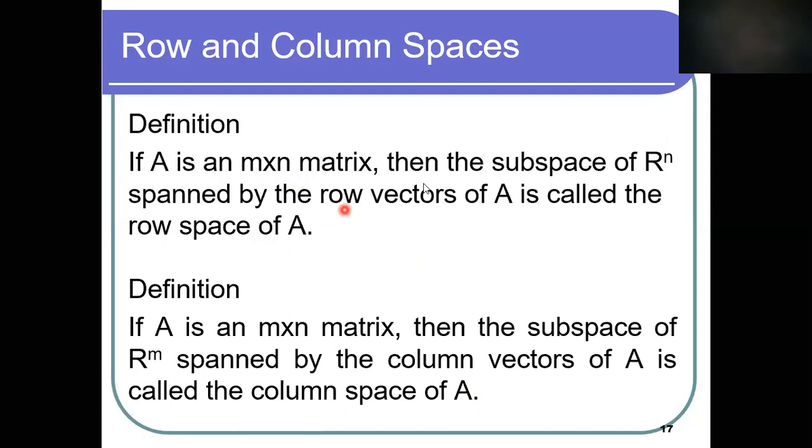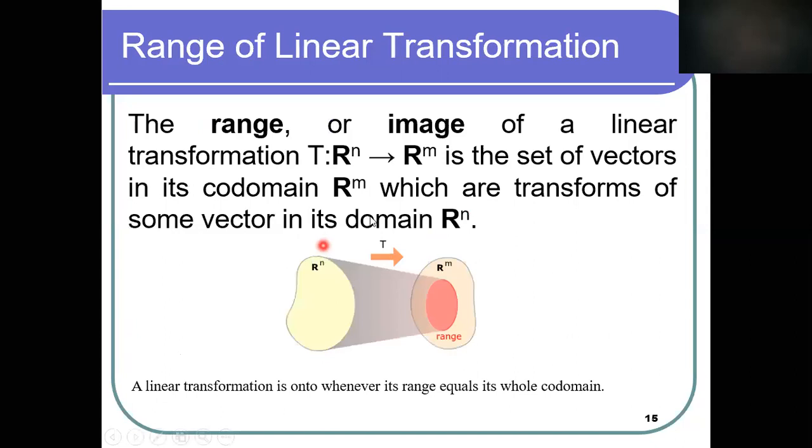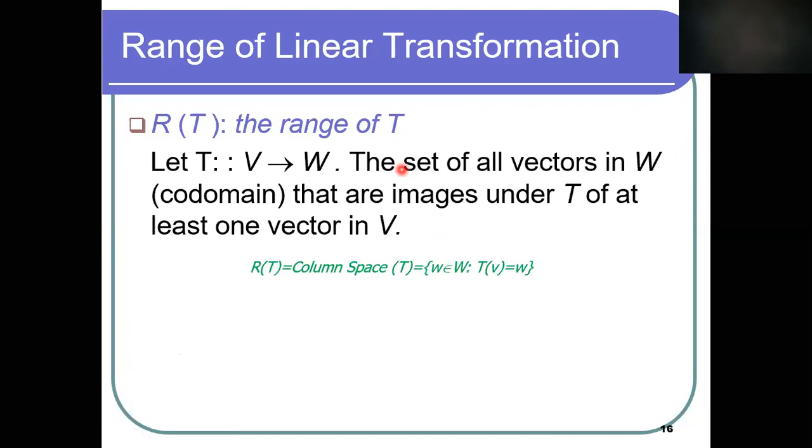So the matrix has m rows and n columns. It means to say the row vectors of A, the row space of A, is fundamentally a subspace of Rn. I mean to say, if you look at this transformation from Rn to Rm, the order of the transformation matrix is m cross n.